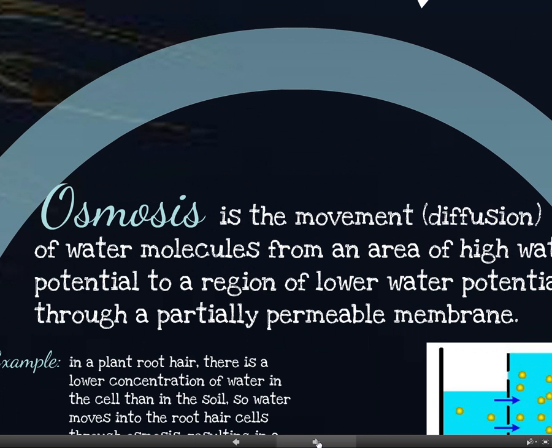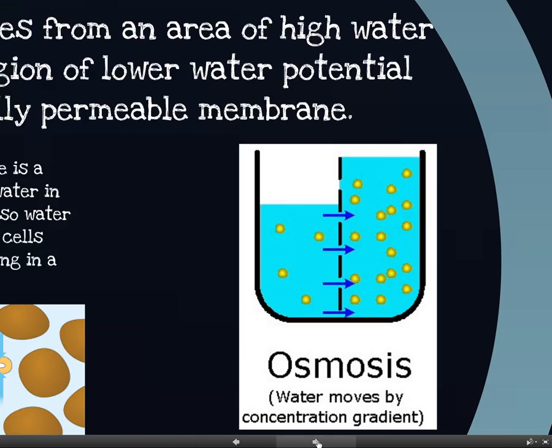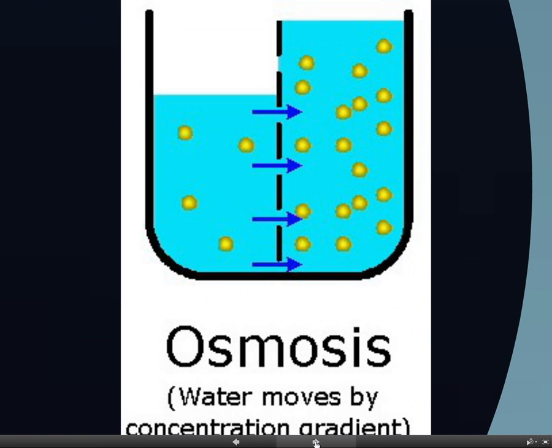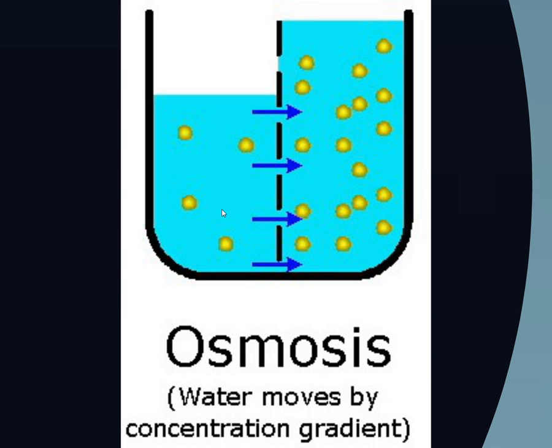So diffusion of water from an area of high water potential to a region of lower water potential through a partially permeable membrane. That's what we're trying to show here. We've got a beaker with some water in it, and we've got a membrane, but it's partially permeable. There are some gaps so that some solutes, some molecules, can move through the membrane.